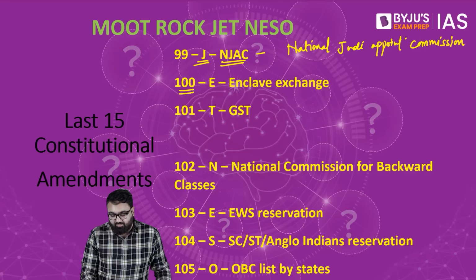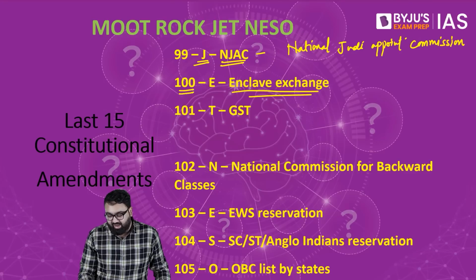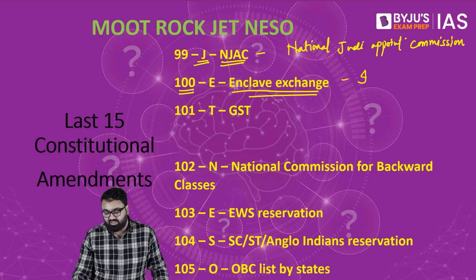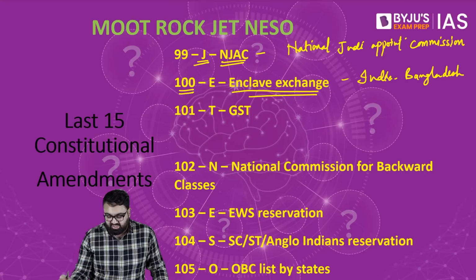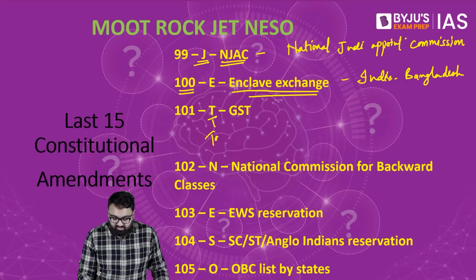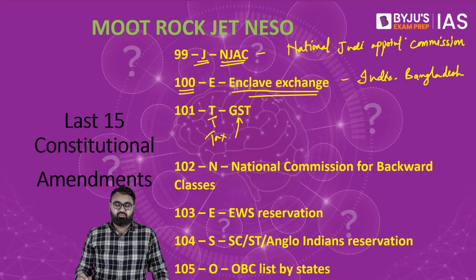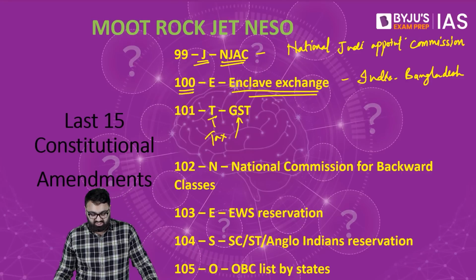100th Constitutional Amendment was about the exchange of enclaves between India and Bangladesh. That is why E stands for enclaves. Then we have 101st, which is T for tax. Which tax? The GST, which became a part of our taxation system.